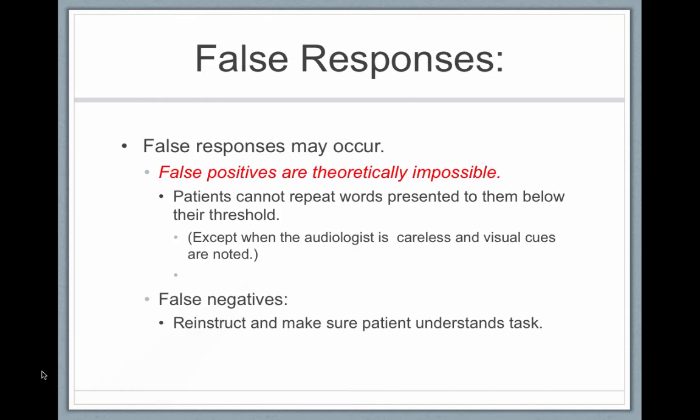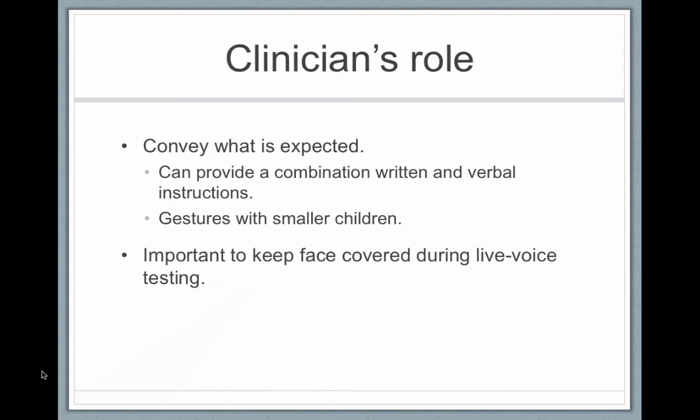False responses may occur, but false positives are theoretically impossible. A patient can't repeat words presented to them if they're below their threshold. They're not going to hear them unless the audiologist is careless and they're able to read the audiologist's face. False negatives, you just re-instruct and make sure the patient understands the directions. What you should do is convey what is expected, both written and verbal instructions, gestures with small children. Make sure you keep your face covered during the live voice testing so that the patient isn't getting visual cues.